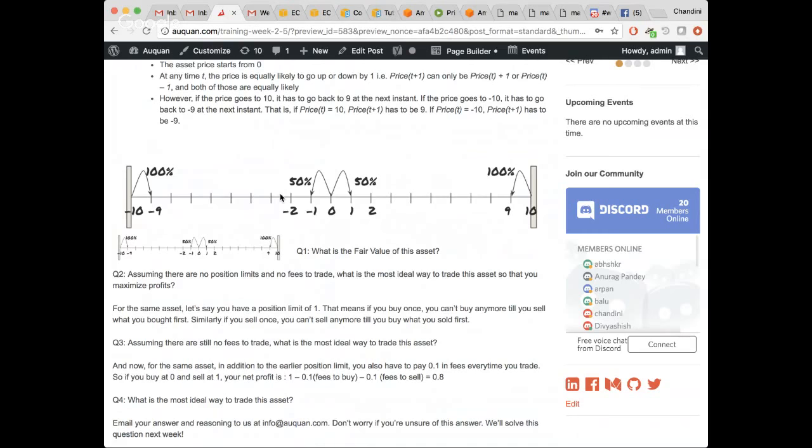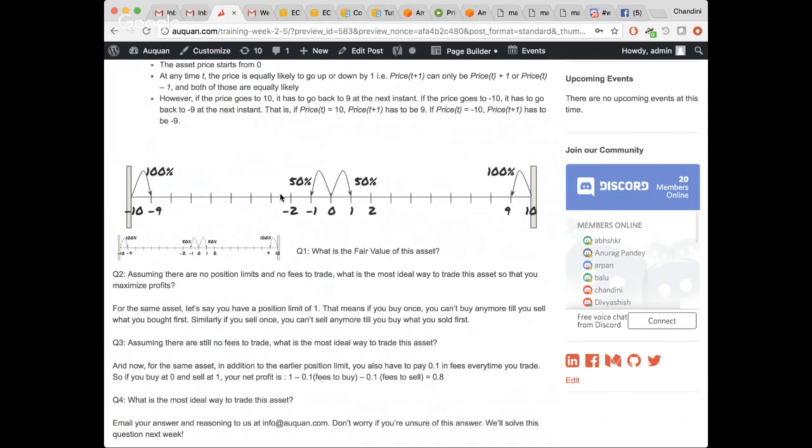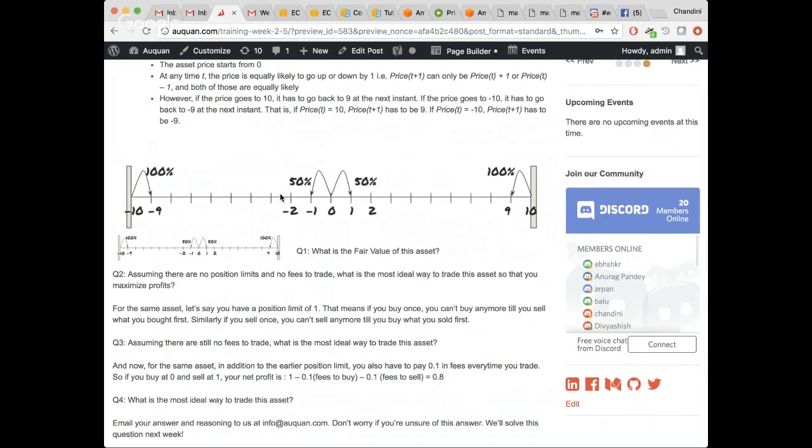Except when it goes to -10 and 10, then there's a 100% chance that it comes back. So -10 and 10 are like hard walls. If it is at -10, it has to come back to -9. If it is at 10, it has to come back to 9. So the first question was, what is the expected value of the stock?